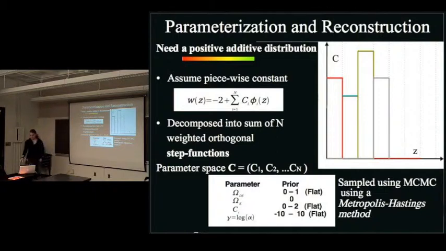And I said that the way in which we apply maximum entropy, we're applying it to a positive additive distribution, which means that the parameters that we're estimating have to be positive. So we have to construct the equation of state with a shift of -2 to make sure that if we wanted to sample an effective W from -2 to 0, we were essentially sampling coefficients from 0 to 2. And we sampled the parameter space using an MCMC, which employed a Metropolis-Hastings method.